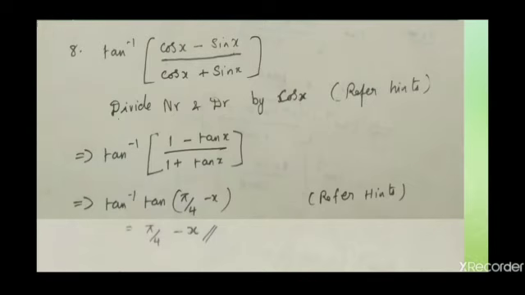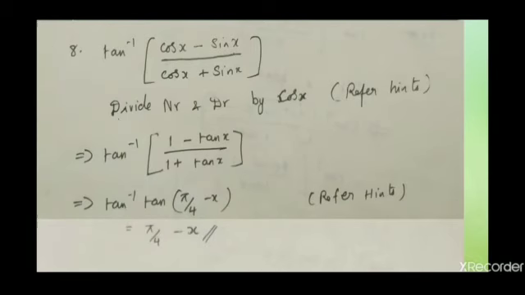Next problem, 8th problem. Tan inverse cos x minus sin x by cos x plus sin x. Again refer to the hint. Whenever you have cos minus sin by cos plus sin, or cos plus sin by cos minus sin, you have to divide numerator and denominator by cos x. Why by cos x? Then only you will get tan x. If outside you have cot inverse, then which term do you have to divide? You have to divide by sin x. Okay.